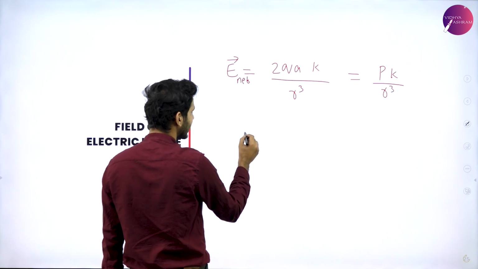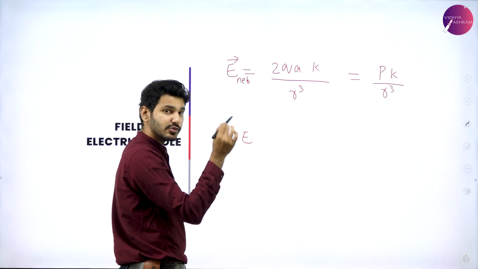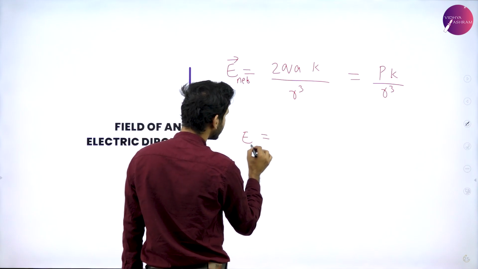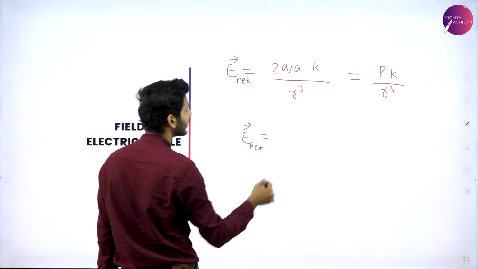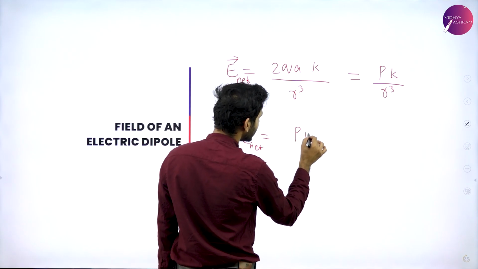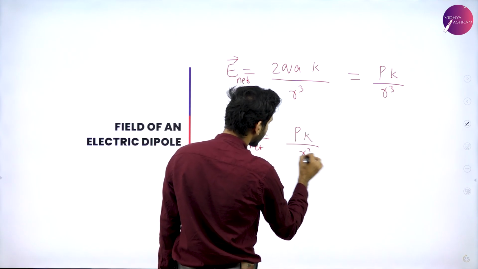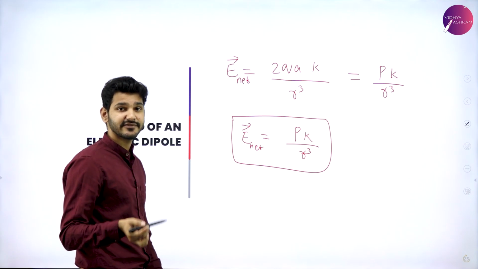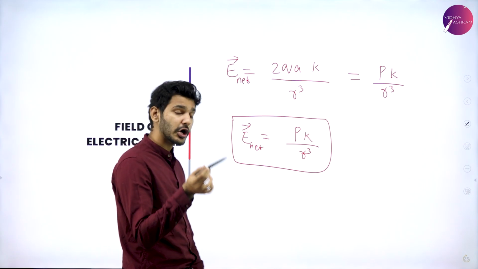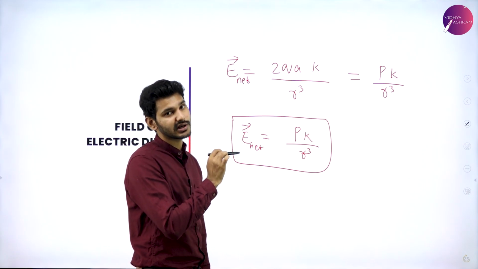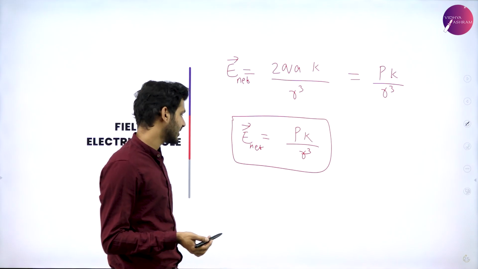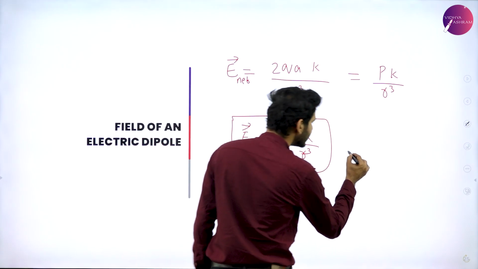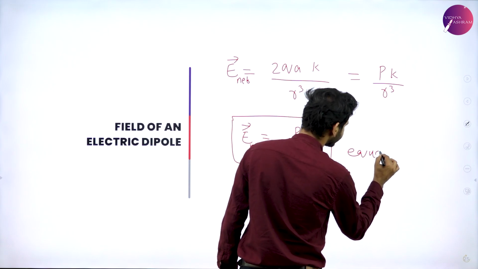So the net electric field at the equatorial point will be equal to PK divided by R³. So this is the final equation for a point P which is at the equatorial plane of a dipole. So one thing you can actually observe here is that this is due to the equatorial point.